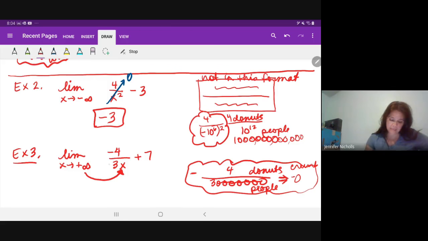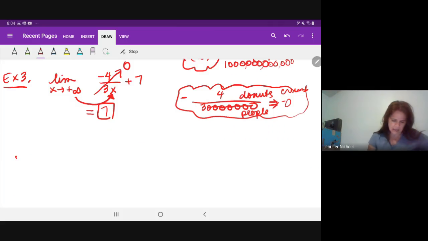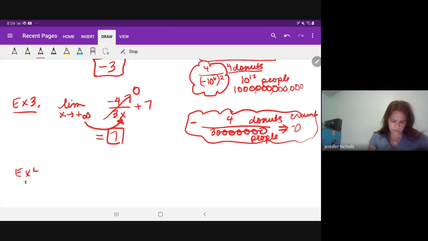But in a limit, over here, you just put approaches 0. The arrow is the approaches. And then the answer is 7. Let me show you another divided by 1. And then we're going to talk about horizontal asymptotes, the official way.